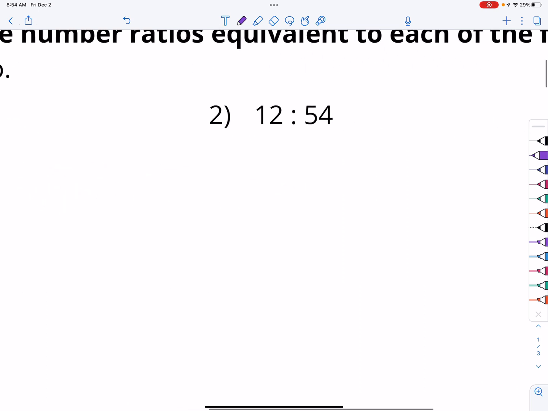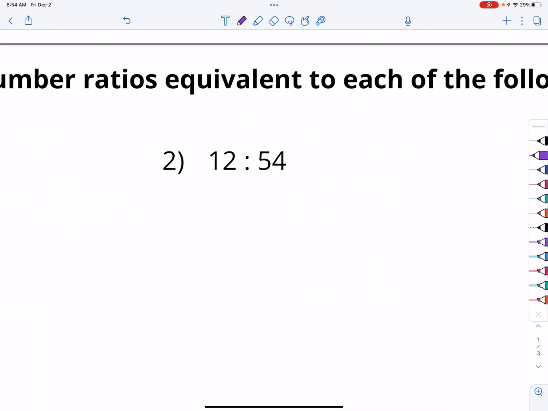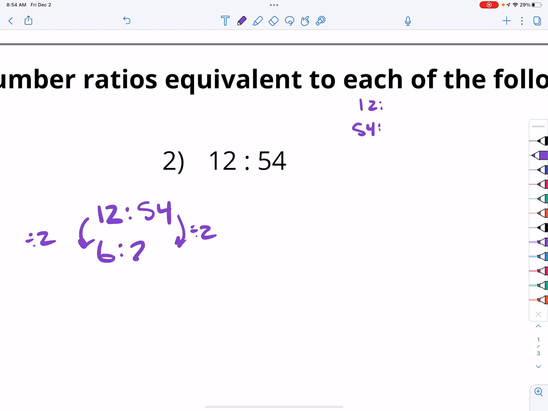All right, moving on to question number 2, 12 to 54. Again, I could think of all of my factors for 12 and for 54, but I'm going to save that for the end to see if I miss anything. I do like this idea of starting with the smallest and working our way up from there. So starting by dividing by 2, because they're both even: 12 divided by 2 is 6, and 54 divided by 2 is 27.